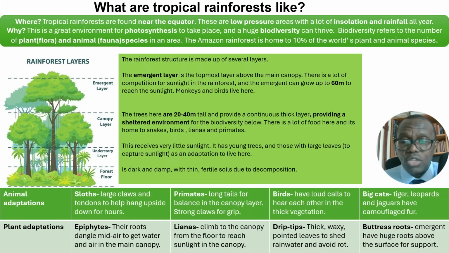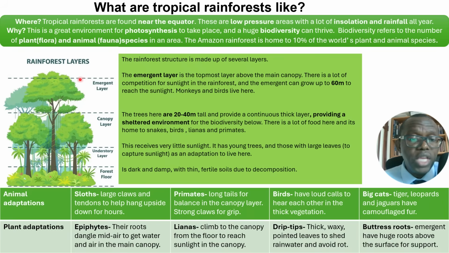Okay, so the next thing that we are looking at here is the structure of the rainforest. So the rainforest is made up of several layers. And the first layer here that we are going to be looking at is the emergent layer. That is the topmost layer here. And this here is above the main canopy being the layer after that. So most of the trees grow up to the height of the canopy layer, but the emergents are extra tall trees. They are really tall. They grow up to 60 meters high, and they are above that main canopy.